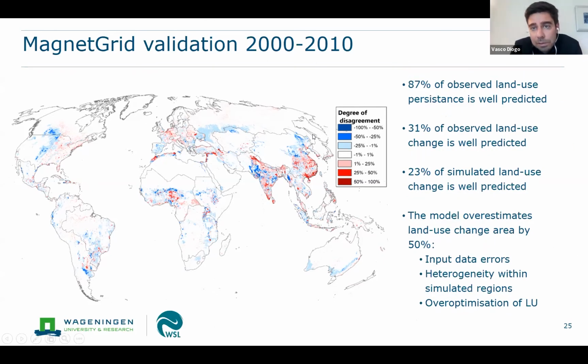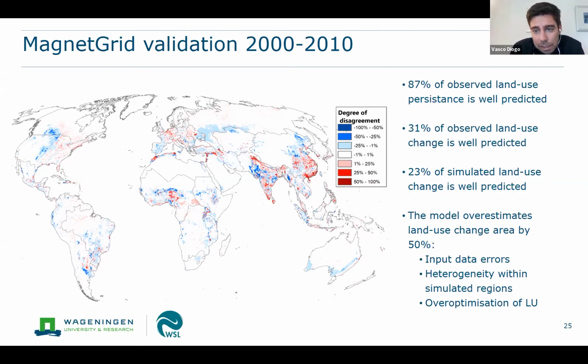We have also observed that 87% of observed land use percentage is actually well predicted. But when we look into predicting land use change, then we see that the model still does not perform so well. Only 31% of the observed land use change was actually well predicted, and only 23% of the total land use change that has been simulated was well predicted.